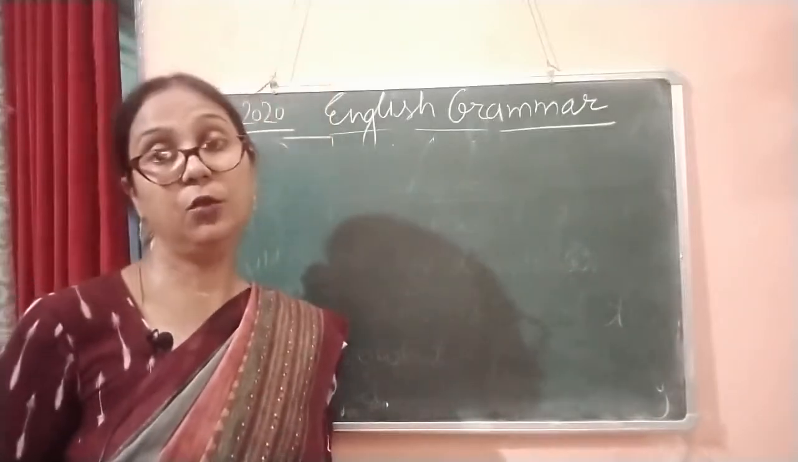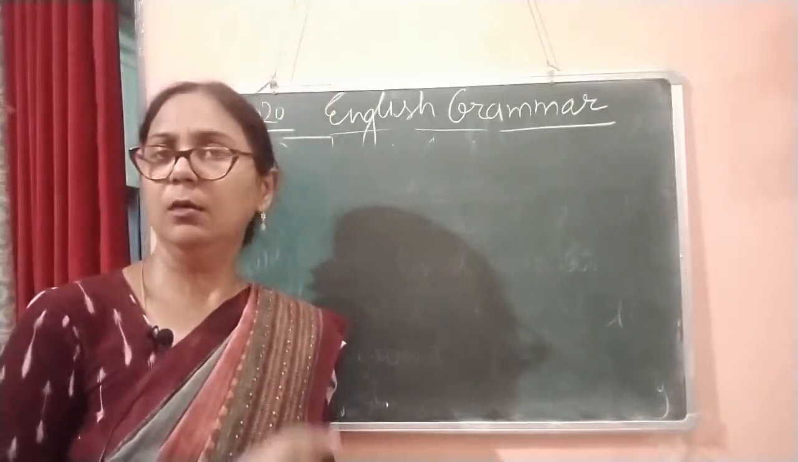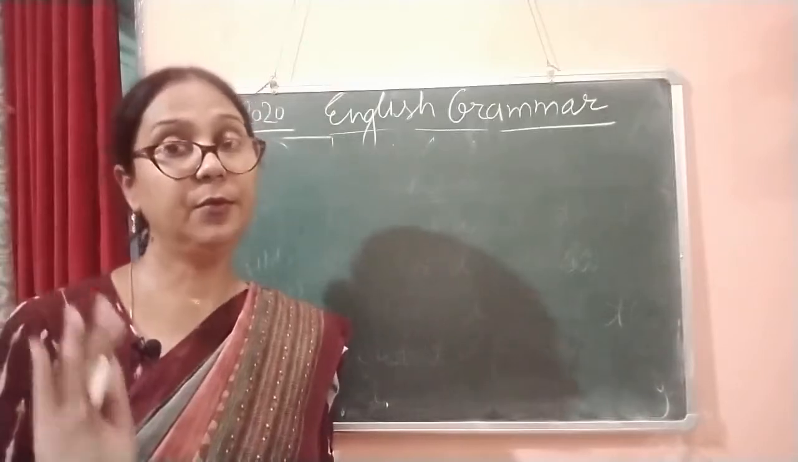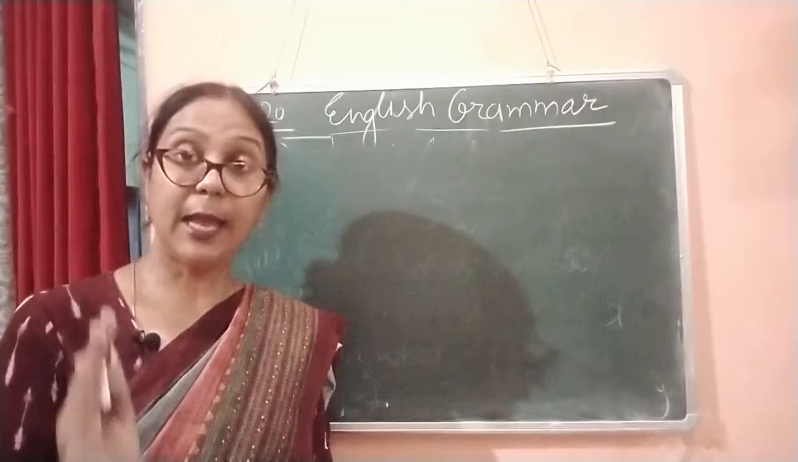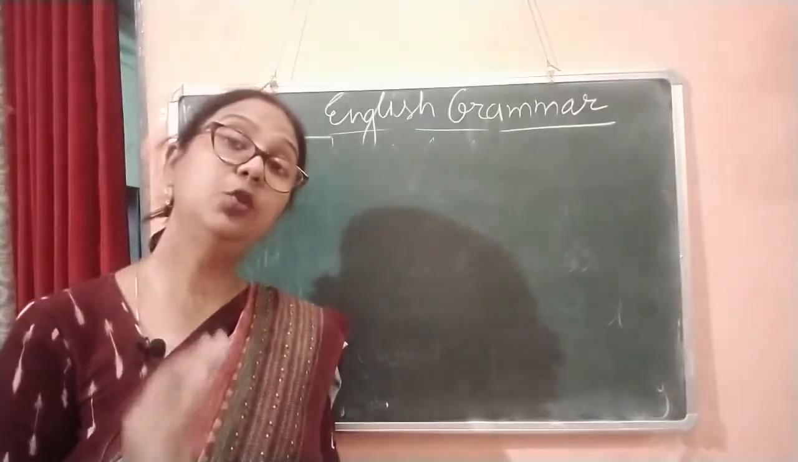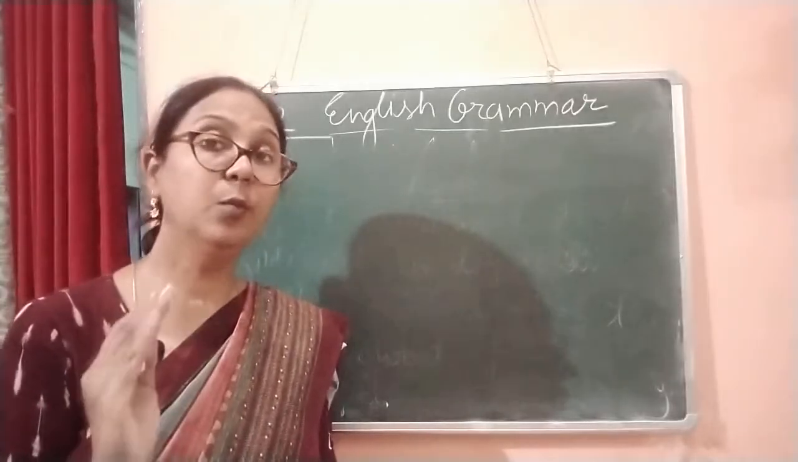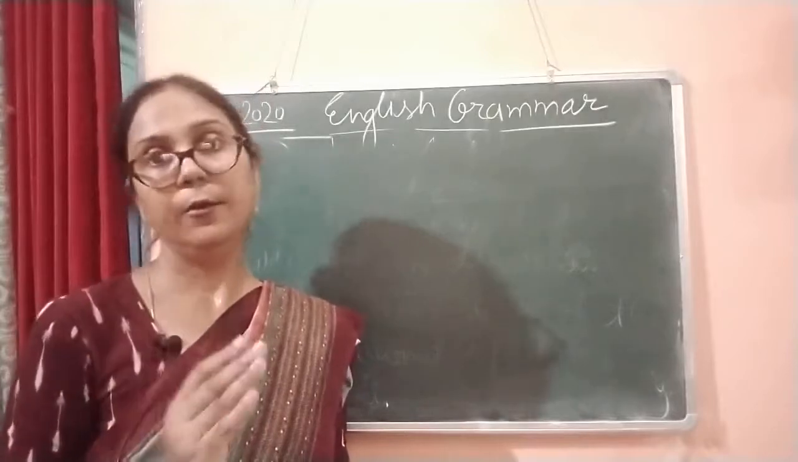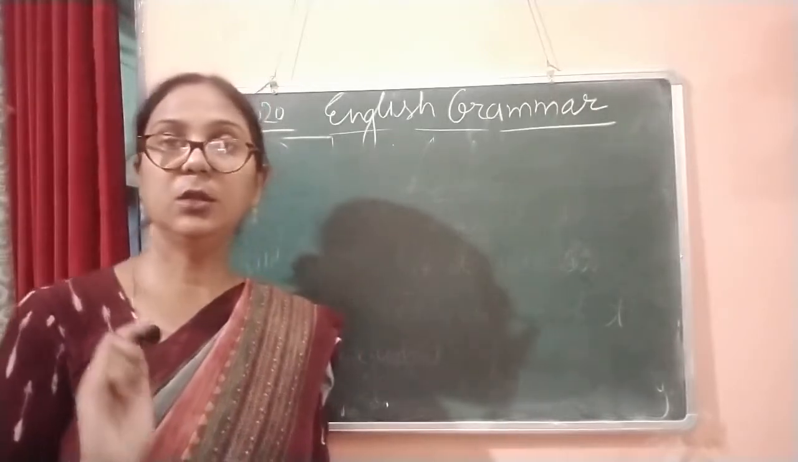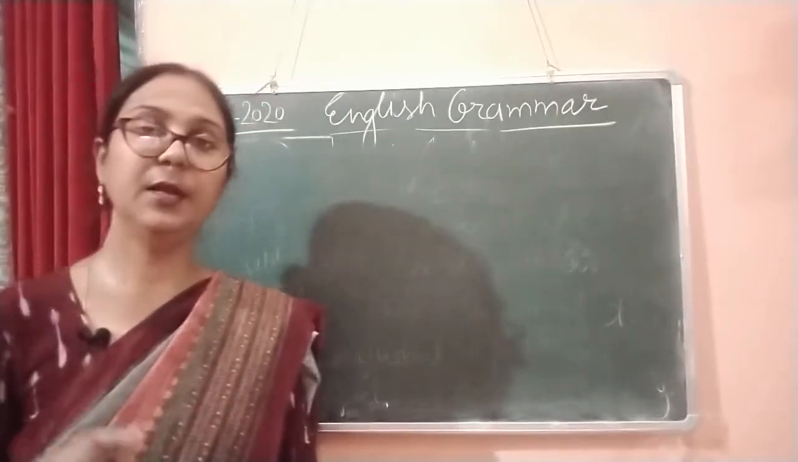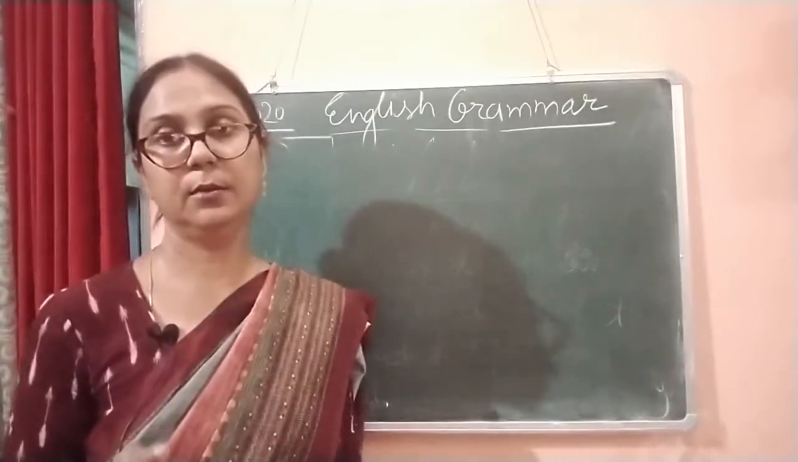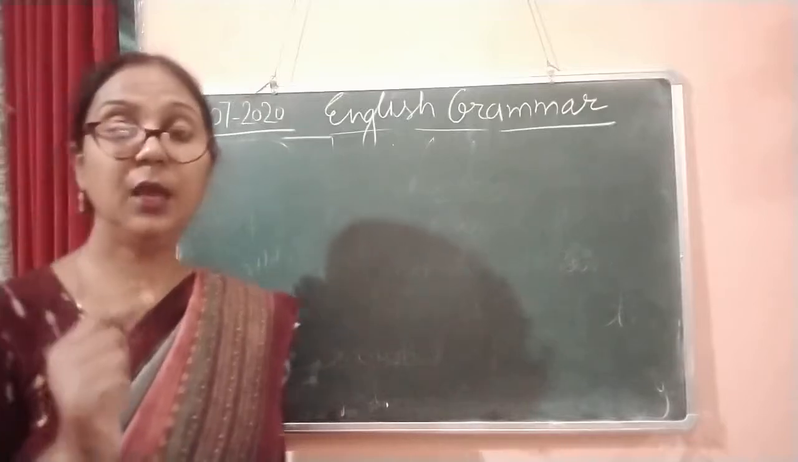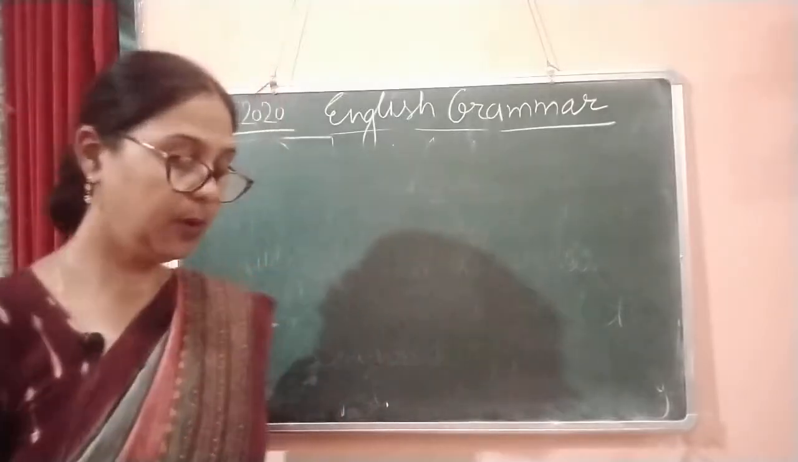One thing we have to always remember: no sentence can be formed without a verb. There can be one verb or more than one verb. So this we have to always remember. It is very difficult to form any sentence without a verb. So this is the main feature of a verb.